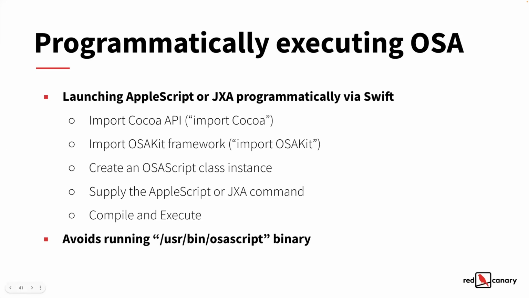So, programmatically executing OSA. Cedric Owens actually did a blog post on this not too long ago, where he discovered that you can execute AppleScript or JXA programmatically via Swift by importing the Cocoa APIs and the OSAKit framework. Then you create an OSAScript class instance, supply the AppleScript or JXA command to that, and compile and execute it. So overall, you're avoiding running the osascript binary itself, and a lot of the detections we've covered today relied on the osascript binary. So how can we go about detecting this when you're doing it programmatically?